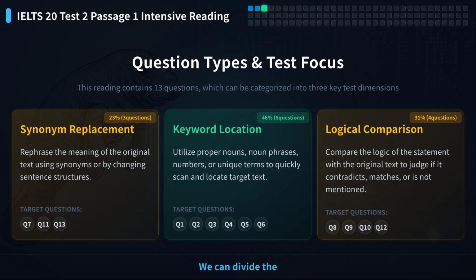We can divide the questions into 3 types. Questions 7, 11, and 13 are about synonym replacement. Questions 8, 9, 10, and 12 are about logic comparison. Questions 1 to 6 are about keyword location. Knowing these types helps us find answers faster. For example, note completion questions rely on keywords, while true or false questions need careful comparison with the text.